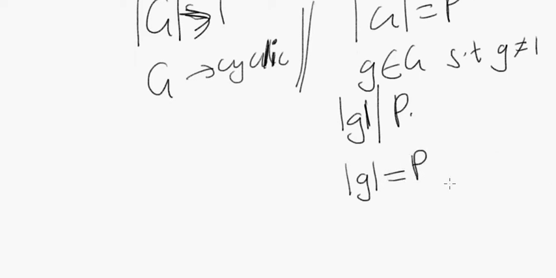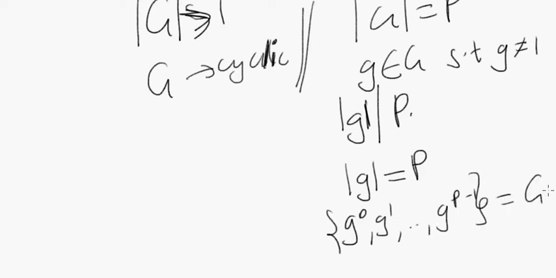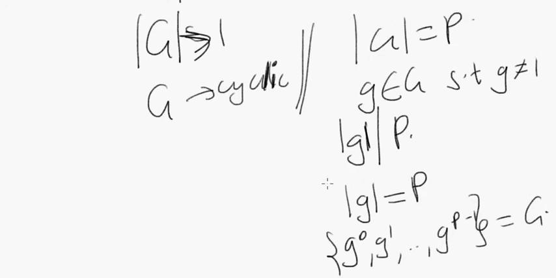Okay. If the order of g equals p, what are we saying? Isn't g to the 0, g to the 1, all the way up to g to the p minus 1, isn't this thing just equal to the group itself? Right. So what are we saying here? Are we saying that G can be generated by any non-identity element, little g? Right. Okay. So if a group has prime order, are we saying that every non-identity element generates the group?